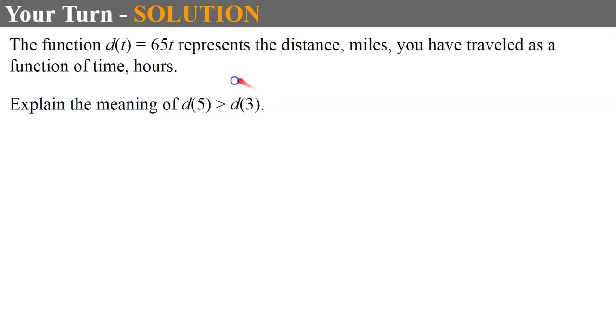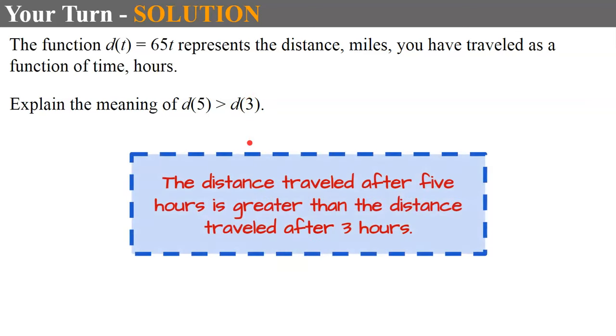Welcome back. So when our function d has an input of 5, which is our time, it's going to be greater than our function d with an input of time of 3. So what this is saying is the distance traveled after 5 hours is greater than the distance traveled after 3 hours.